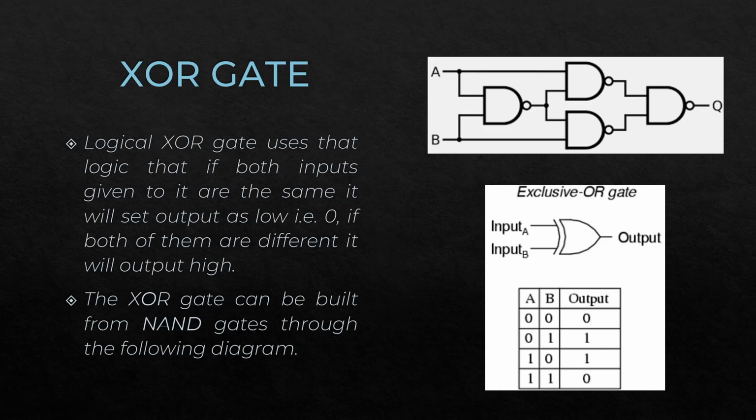The logical XOR gate uses the logic that if both the inputs given to it are the same, it will set the output as low, that is 0. If both of them are different, it will set the output as high. The XOR gate can be implemented from NAND gates through the following diagram, as you can see right here. For this we'll use 4 NAND gates, and this will be the desired truth table we should be getting.